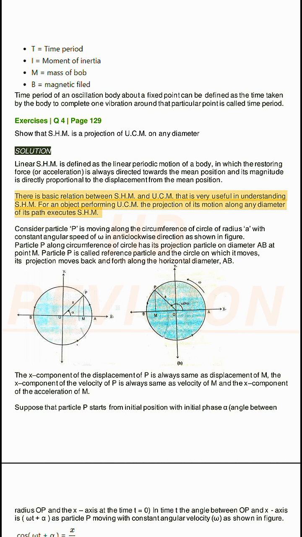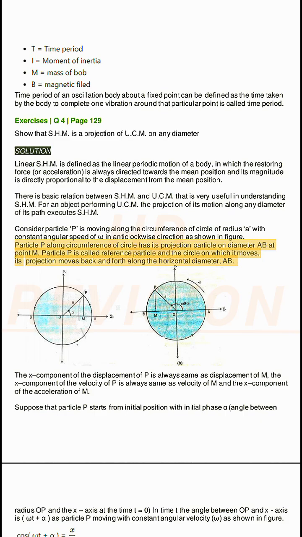For an object performing UCM, the projection of its motion along any diameter of its path executes SHM. Consider particle P moving along the circumference of a circle of radius A with constant angular speed omega in the anticlockwise direction, as shown in the figure. Particle P along the circumference has its projection, particle M, on diameter AB.